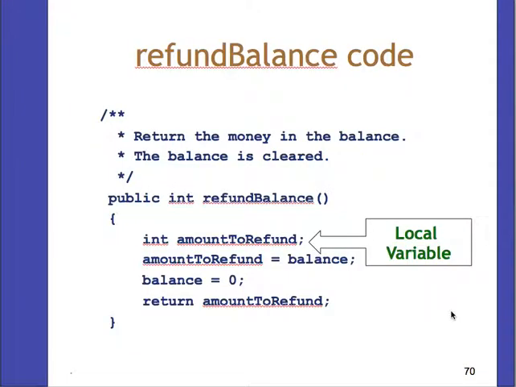Okay, here's the code for refund balance, and notice that we've got a local variable in here. This amount to refund, it's a local variable. How do I know it's a local variable? Well, first off, it doesn't have public or private in front of it, and secondly, it has been declared inside of a method.